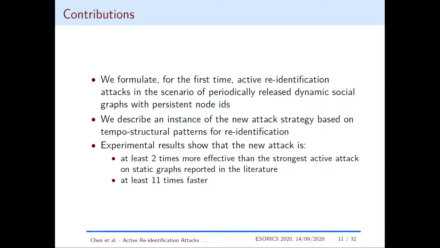Because of this, the main contribution of this paper is that we formulate for the first time active re-identification in the scenario of periodically released dynamic social graphs with persistent node IDs. In particular, we describe an instance of a new attack which is based on what we call temporal structural patterns for re-identification, and we show via some experiments that this new attack is at least 2 times more effective than the strongest active attack on static graphs reported in the literature, and at least 11 times faster.